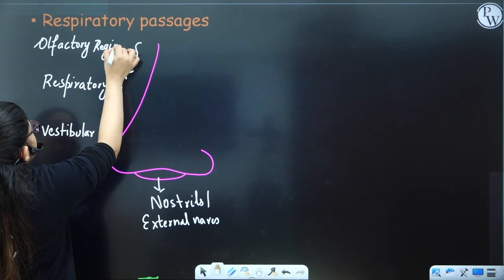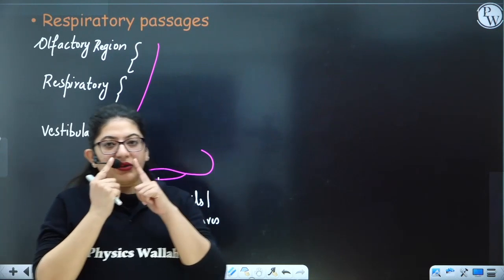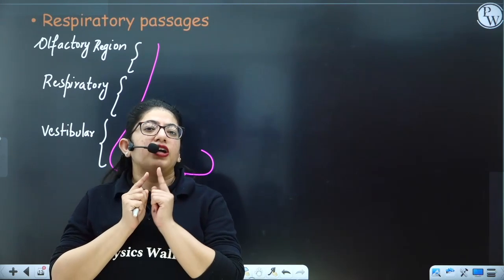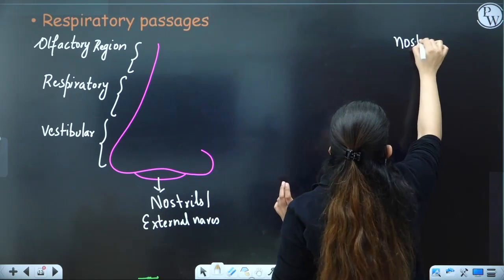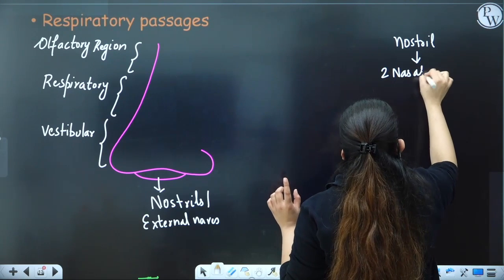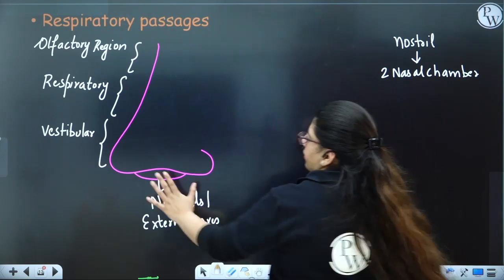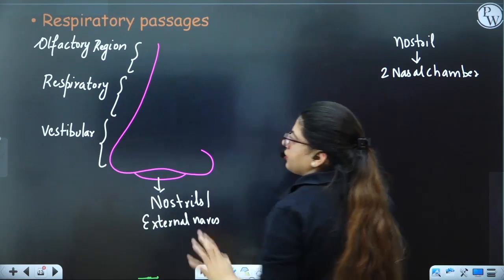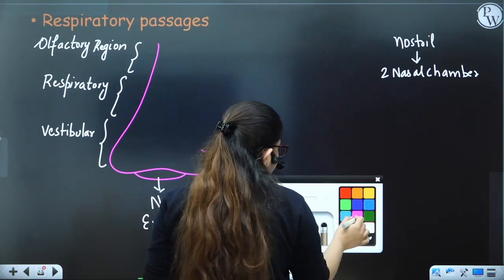First of all, when you think about the nose, inside the nose is some empty space. You call it the nasal chamber. Your nostrils open into the nasal chamber. There are two nasal chambers, as we have two nostrils. This nasal chamber is divided into three regions.